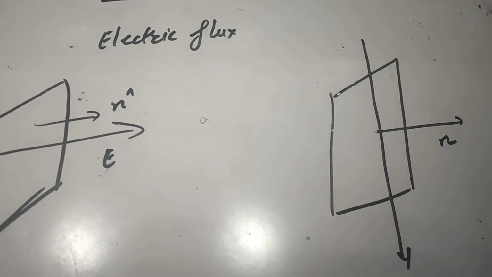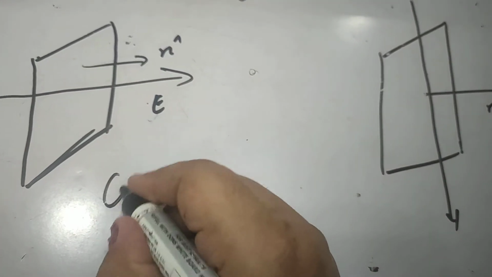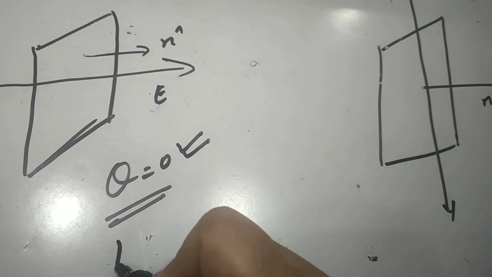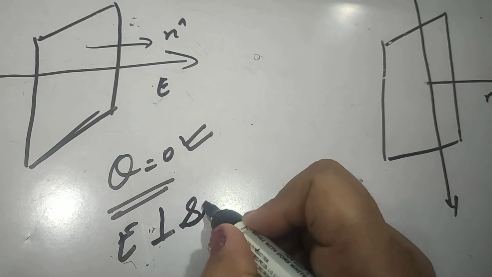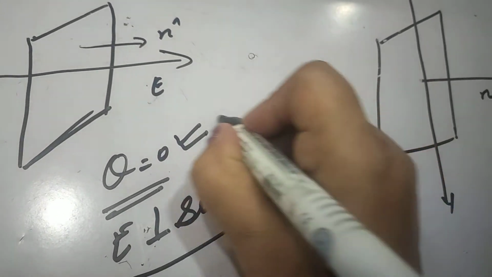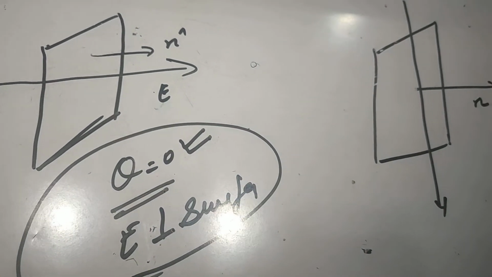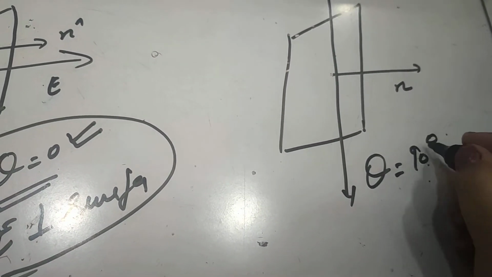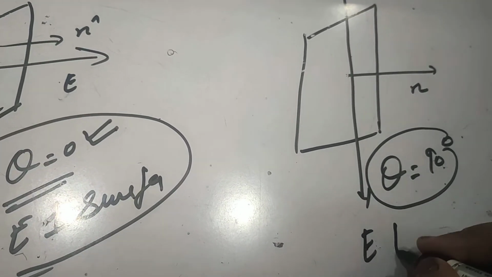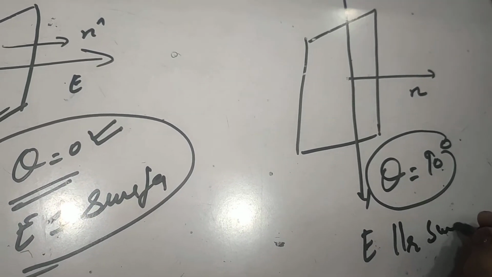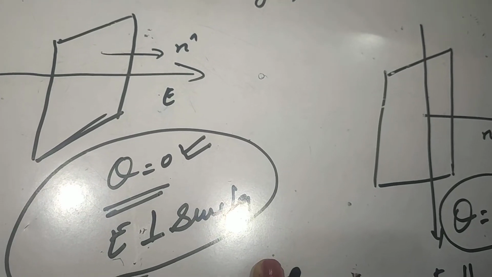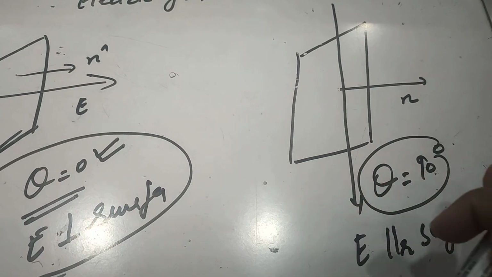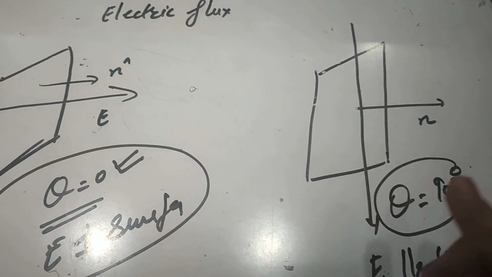So we can clearly understand from these examples that when theta is equal to 0, this is very important, it means E is perpendicular to the surface, right? Because this concept will help you in numericals. And when theta is equal to 90 degree, it means E is parallel to the surface. So flux will be maximum when E is perpendicular to the surface, and flux will be minimum when E is parallel to the surface.